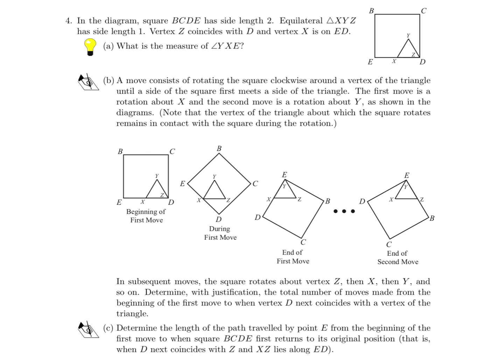In the diagram, square BCDE has side length 2, equilateral triangle XYZ has side length 1, vertex Z coincides with D, and vertex X is on ED. What is the measure of angle YXE? Okay, so they want that angle in there. Well, this angle in there will be 60 because it's part of an equilateral triangle, so YXE would basically be just 180 minus 60, which is 120.